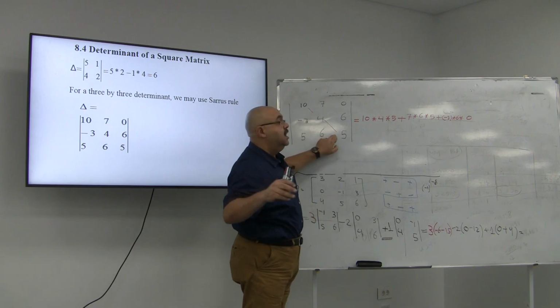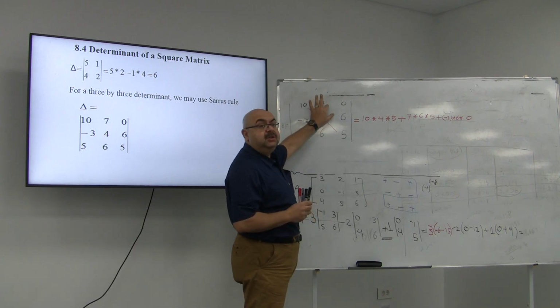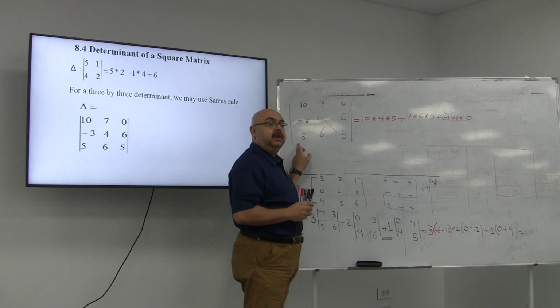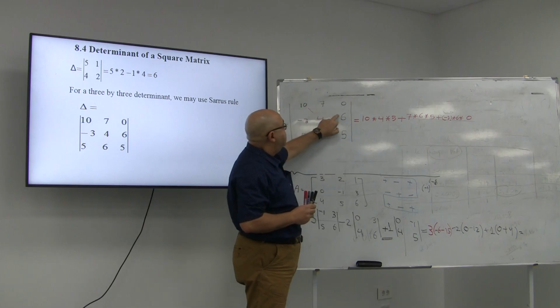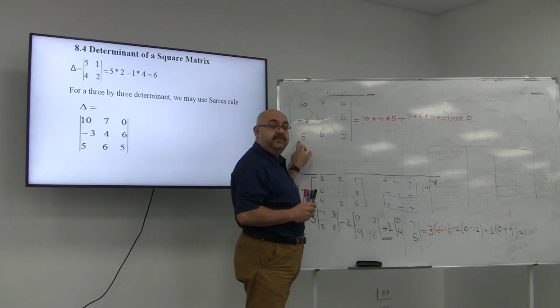Then plus, I will take the upper base of the upper triangle times the vertex of the lower triangle. Okay? So it's going to be 7 times 6 then times 5.